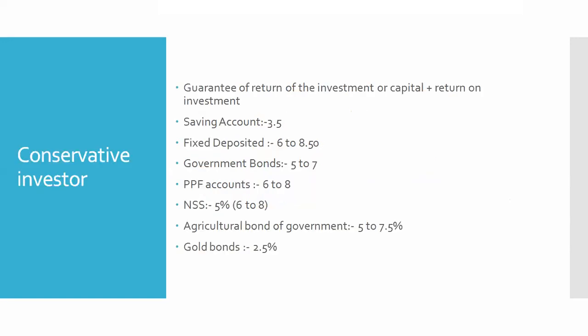So who are the conservative investors? The conservative investors are those who want a guarantee of return of investment, or capital plus return on investment. They can use a savings account at 3.5 percent and fixed deposit from 6 to 8.5. Government bonds 5 to 7. PPF accounts 6 to 8. NSS 5 percent, 6 to 8. Agriculture bond of government 5 to 7.5 percent, and gold bond that is 2.5 percent.